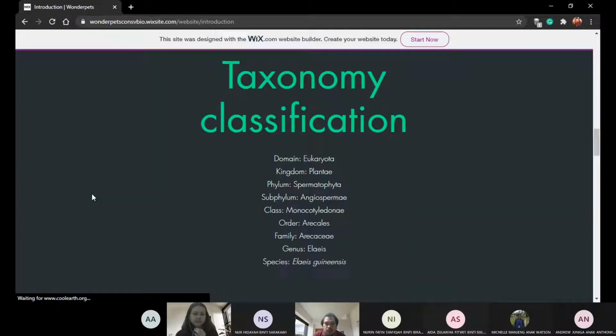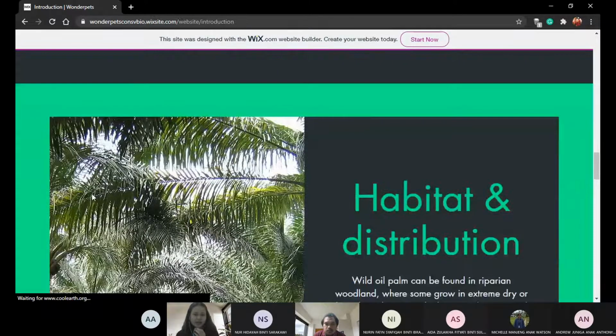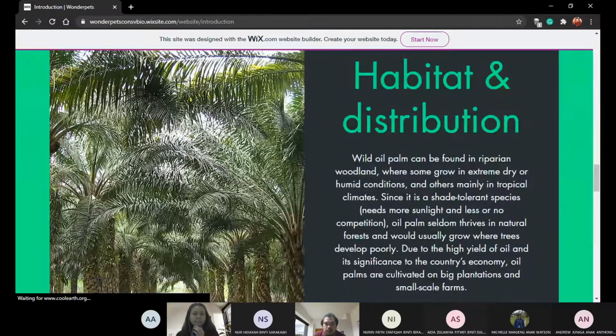Next, we move on to the taxonomy classification of palm oil. This is the taxonomy classification. And for the habitat and distribution, palm oil is commonly found in areas with humid and tropical climate.